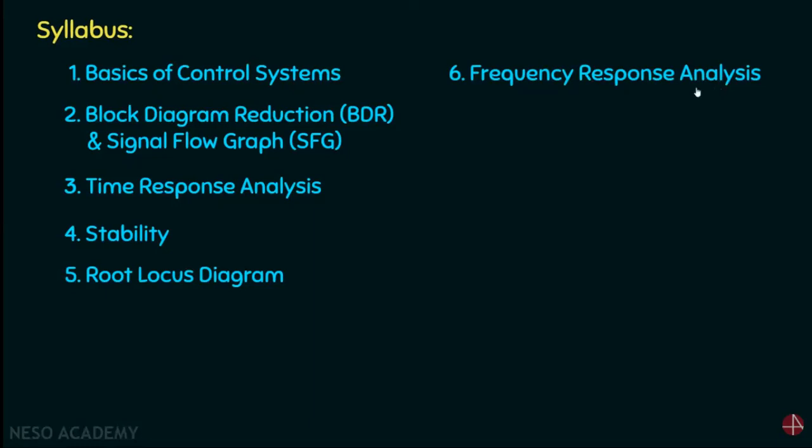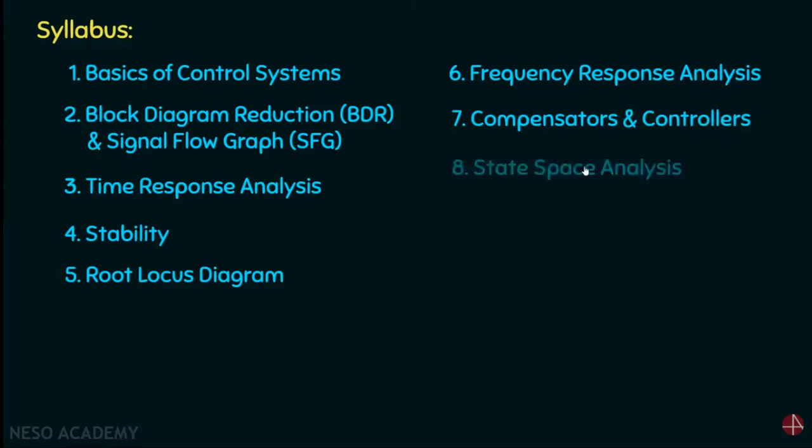In this chapter, firstly, we'll discuss the frequency response parameters of a control system. And we will have discussion on various frequency response analysis techniques like polar plot, Nyquist plot, and Bode plot. Then after that, we will move on to the next chapter, which is compensators and controllers. And after completing this chapter, we will move on to the last chapter of control systems, which is the state space analysis. And this chapter is a completely different approach towards a control system.